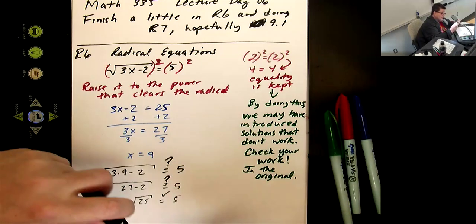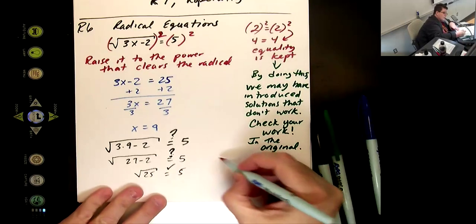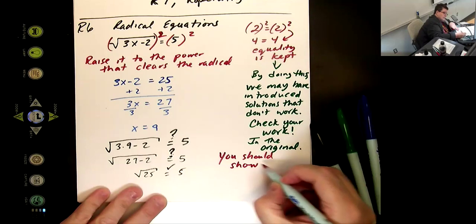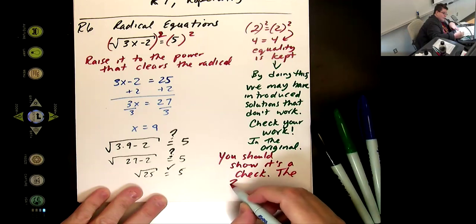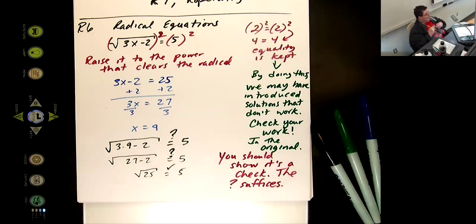Notice you should, especially if you're sharing it with others, show it's a check. The question mark suffices, because you're saying, I don't know if they're equal, I'm checking if they are. Sometimes they're not equal, and so you don't want to start off saying they're equal, and all of a sudden you end up with 7 equals 5. And then you say, well, no, it didn't equal. Here we're saying we think it equals.